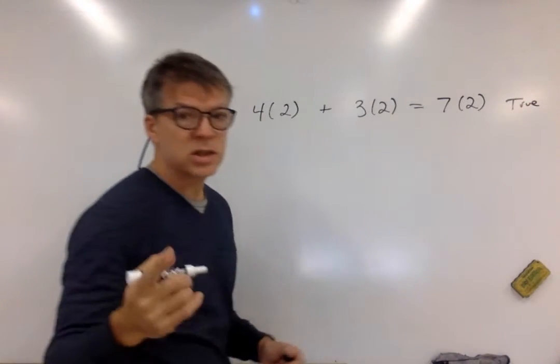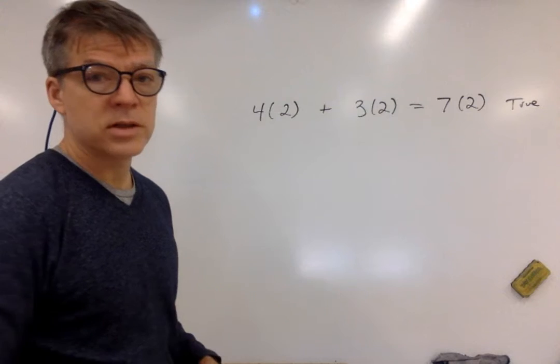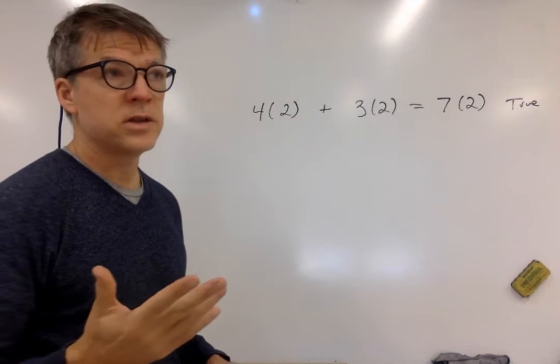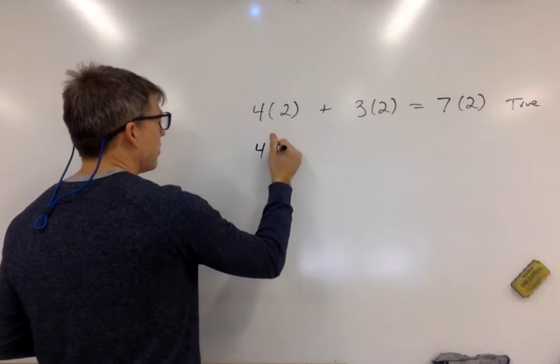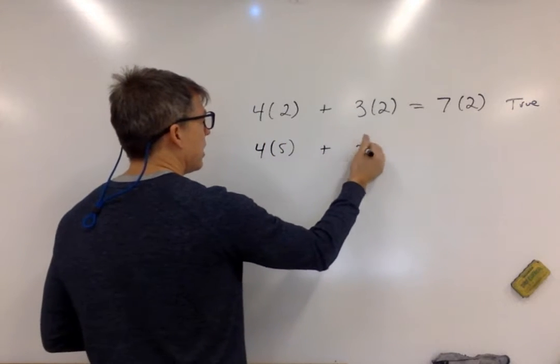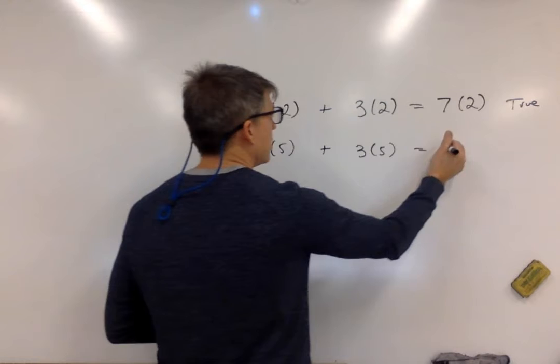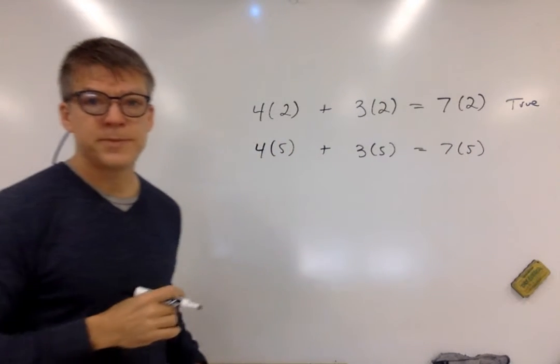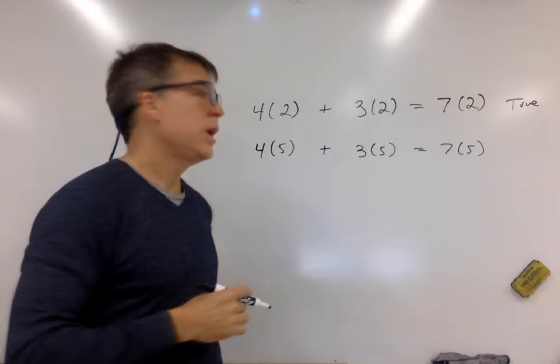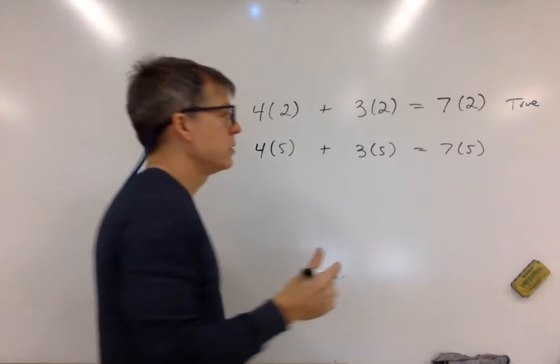Now, I'm going to change the number inside the parentheses and leave everything else the same, and you can see if it's true or false again. So instead of a 2, let's use 5. So we'll have 4 times 5, 3 times 5. I'm wondering, does that equal 7 times 5? So see, true or false, and then hopefully you got that it was true.